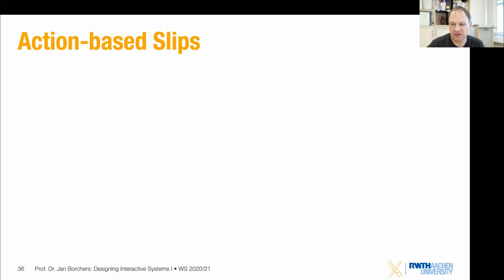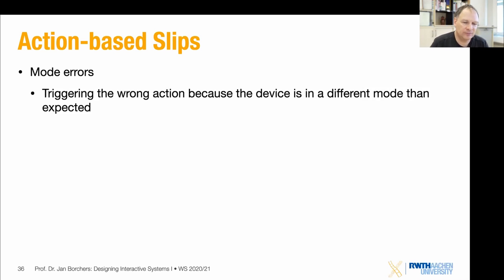Another example of the action-based slips, this was the third one, and probably the most frequent one that we see in computing, are mode errors. Mode errors are something we can actually identify quite well in computer software. Mode errors happen because a device is in a different mode than what we thought it was. We then do an action thinking the device is in mode 1, but something else happens because the device was actually in mode 2.